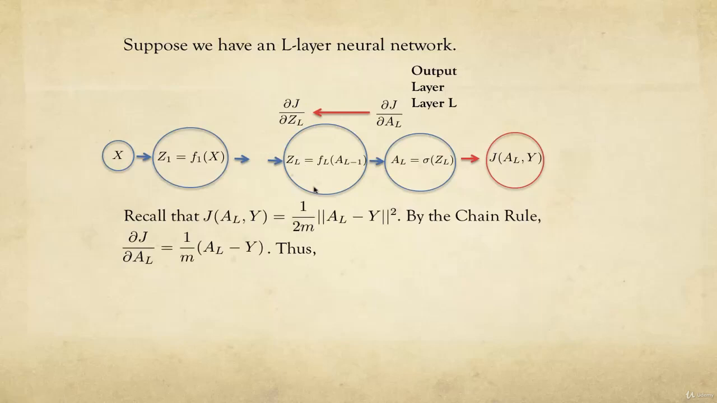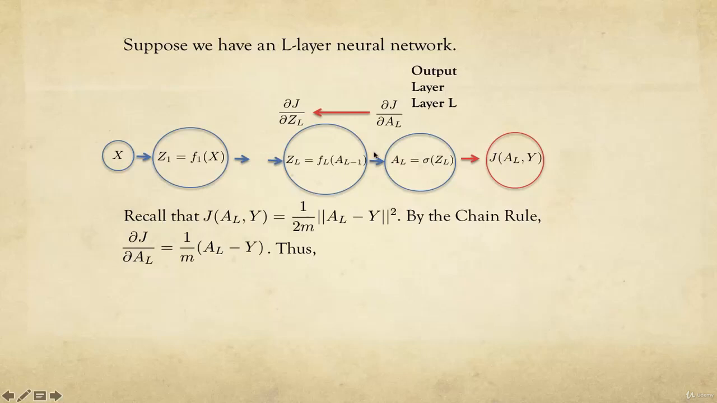Remember that the J function, the cost function, is this formula, which is the sum of the squared distances divided by m. It's the average of all the costs. By using the chain rule, the power rule says that we can bring down the 2 and subtract 1. If I bring down the 2, it will cancel. Subtracting 1 will give us this formula.